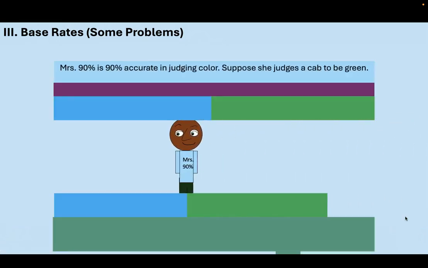Okay. Here's another example that has the same form. Mrs. 90% is 90% accurate in judging color. Suppose she judges a cab to be green. What are the odds the cab is green? Well, suppose she sees 10 cabs on a given night. 9 of them are blue.